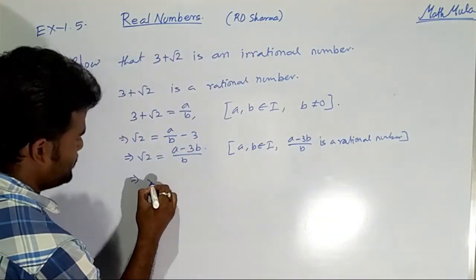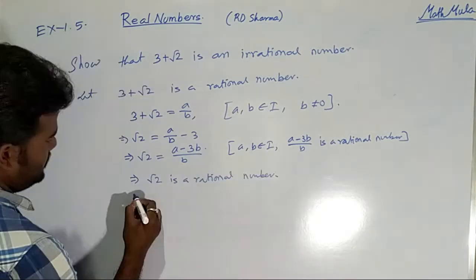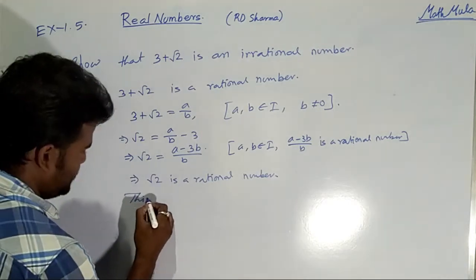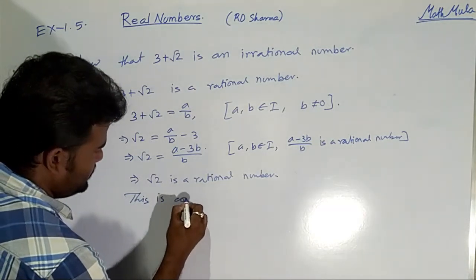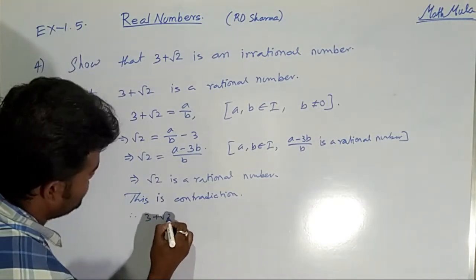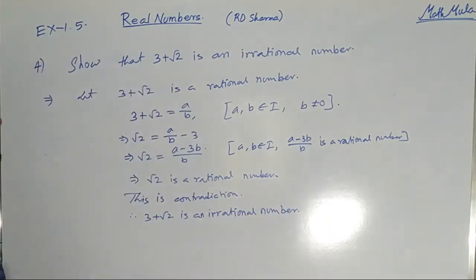That implies root 2 is a rational number. This is because root 2 is not a rational number. This is a contradiction. That means 3 plus root 2 is an irrational number. Proved.